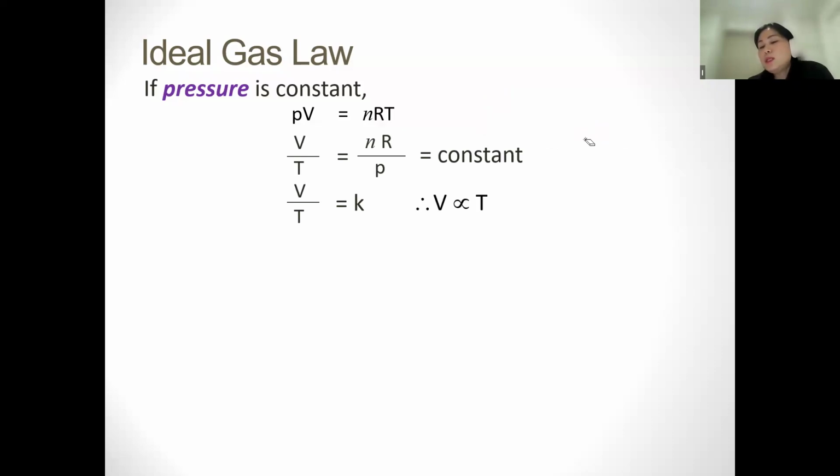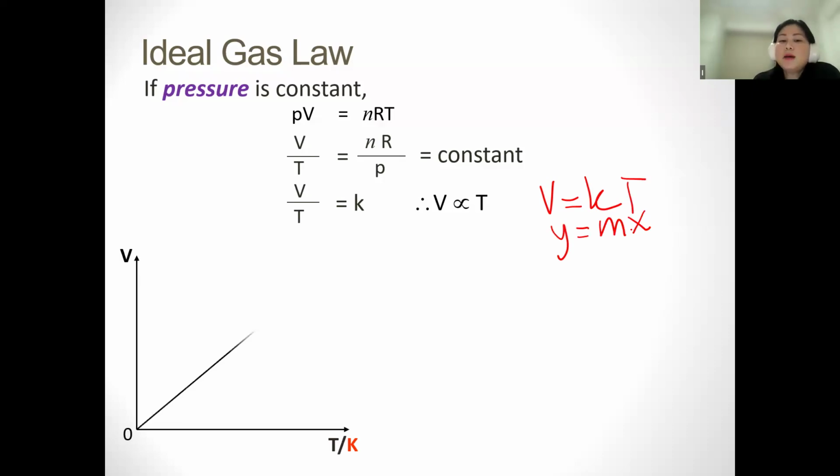Okay, and we can also see from here that volume is directly proportional to temperature, because the equation is V equals KT, like y equals mx. So if I plot a graph of V against T, it should be a linear graph, y equals mx. But look carefully: my V is my y-axis, my T is my x-axis, and this T must be in Kelvin. It's only linear if it's in Kelvin.